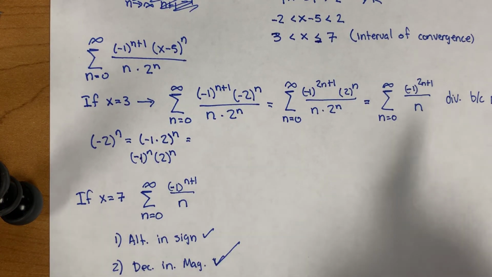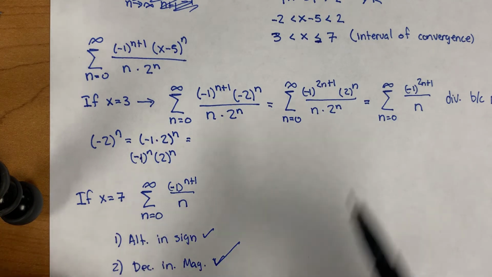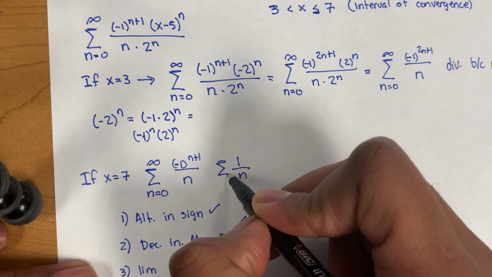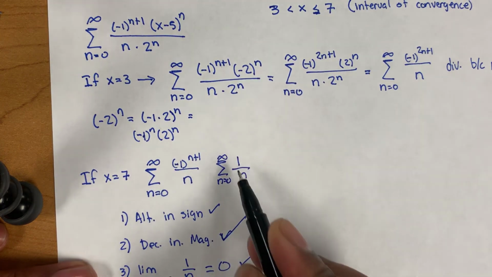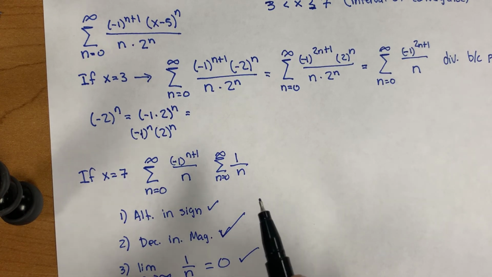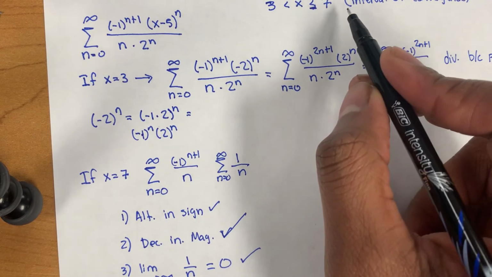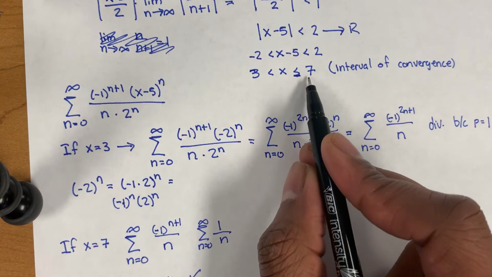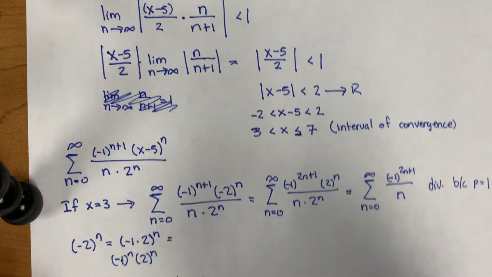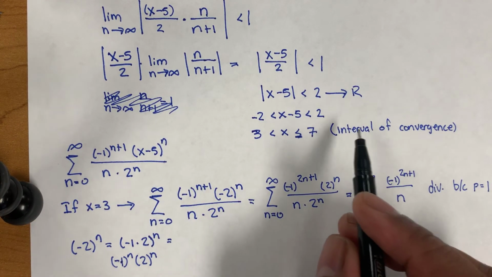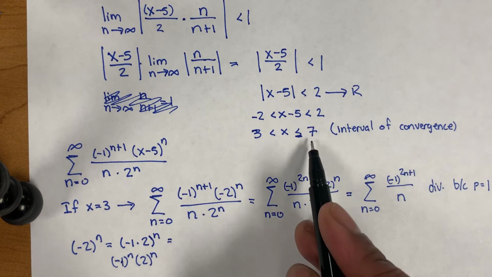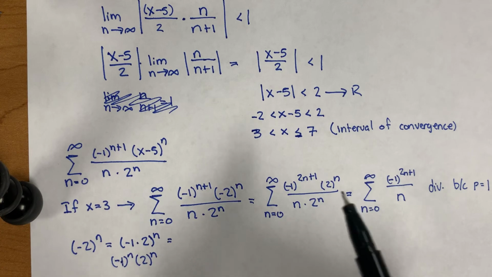Now, we should note that this is not absolutely convergent, because if it's absolutely convergent, we're just going to have the sum from n equals 0 to infinity of 1 over n. And remember, the harmonic series does not converge because p equals 1. So this is conditionally convergent, but it does converge. So we do include 7 in our answer. So the answer to this is our radius of convergence is equal to 2, and the interval of convergence is from 3 to 7. 7 is inclusive.